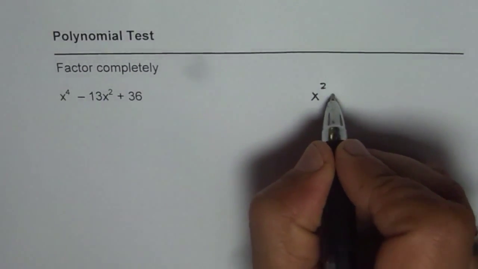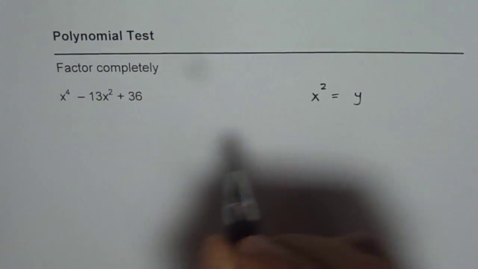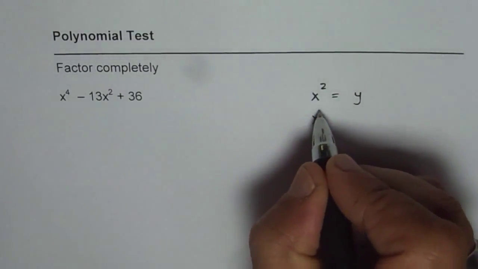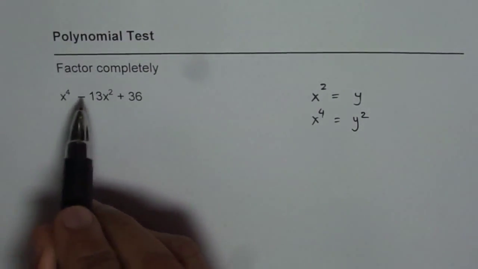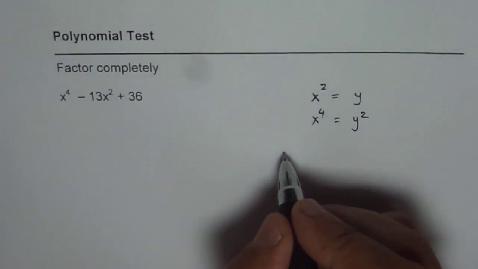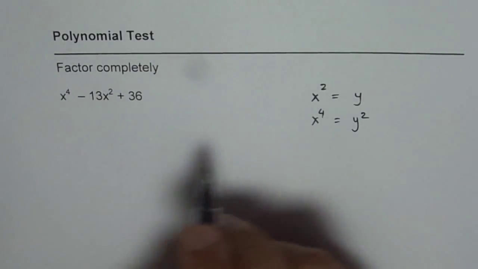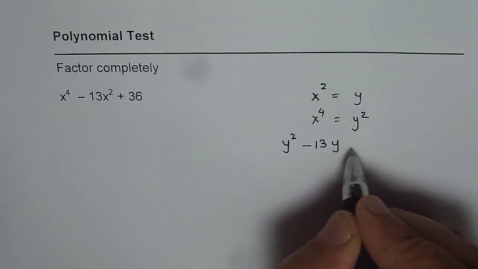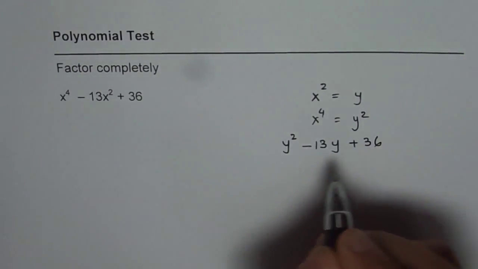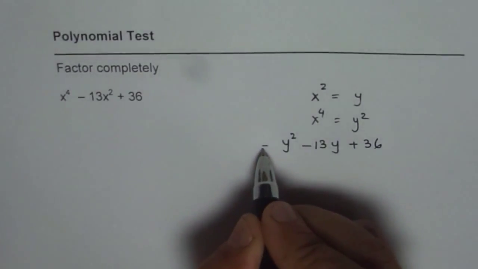If I substitute x square as y, then what happens? Then x to the power of 4 will be y square, right? Substituting these values in the equation will give me, instead of x to the power 4, I can write y square minus 13y plus 36. So that is how I can change my equation.